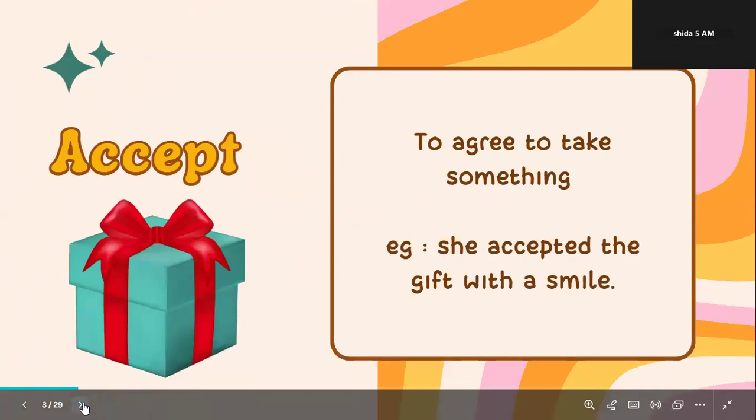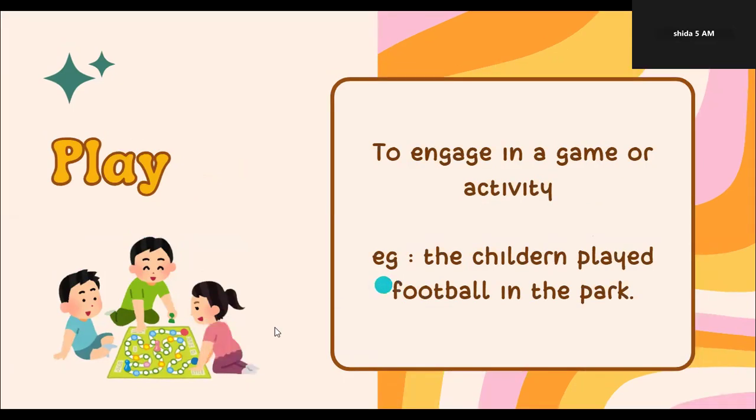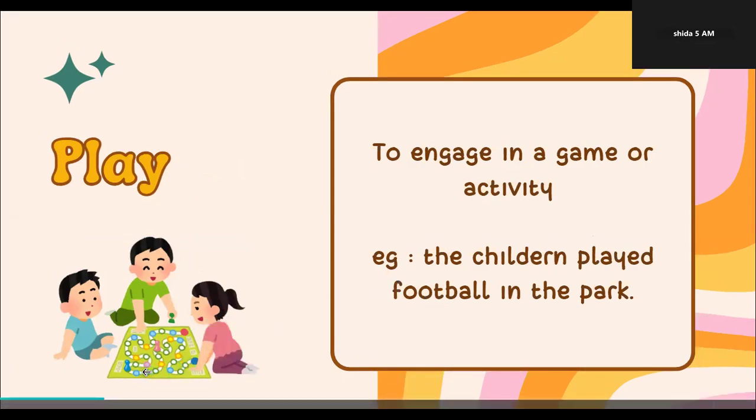Accept. Accept means to agree to take something. So, she accepted the gift with a smile. Got it? Next, play. To engage in a game or activity. Example, the children played football in the park.